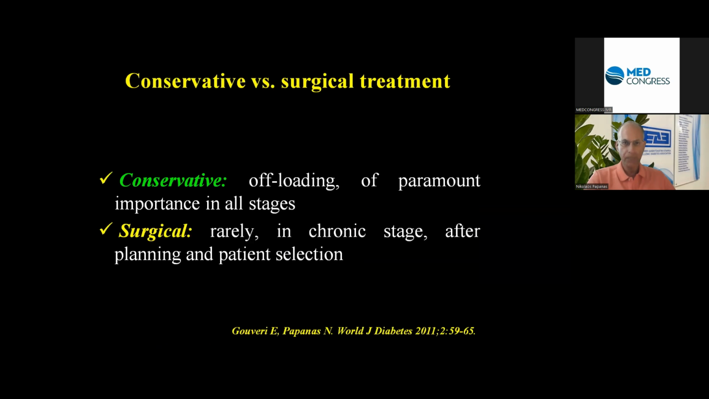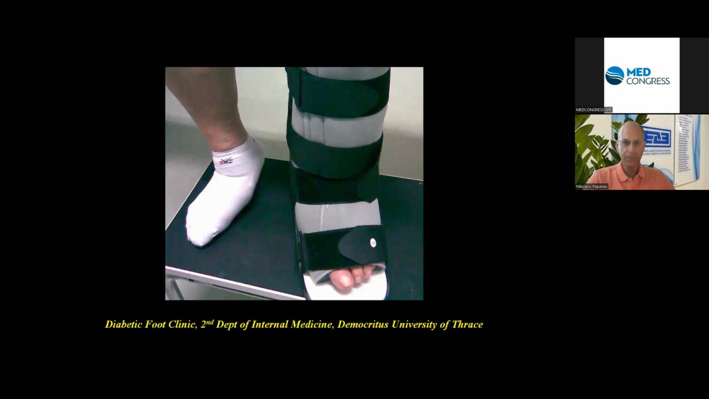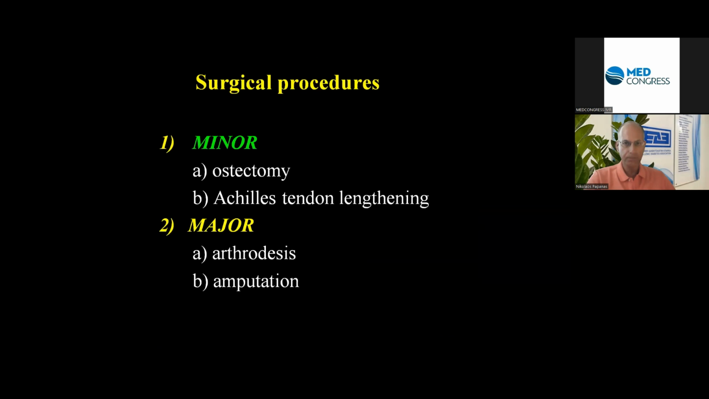So conservative therapy means offloading. Surgical therapy, which is very rarely used, is employed in chronic stage after planning and patient selection. Conservative therapy means offloading, as seen here in this air cast as worn on the left lower extremity of this patient. Surgical procedures are minor, that is to say, ostectomy and Achilles tendon lengthening, and major, which include arthrodesis and amputation.